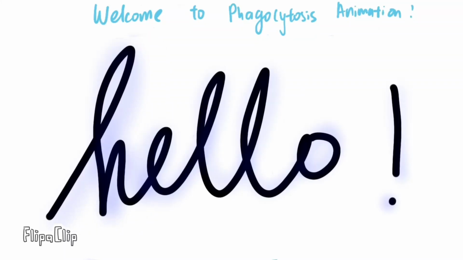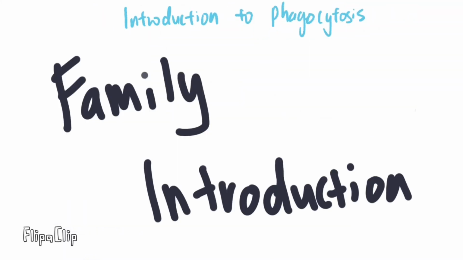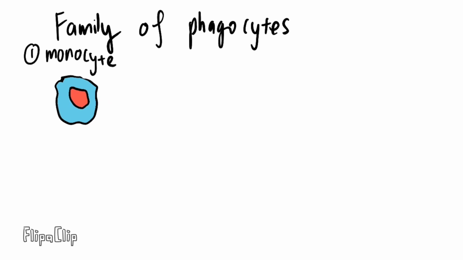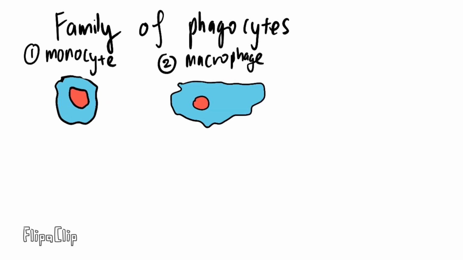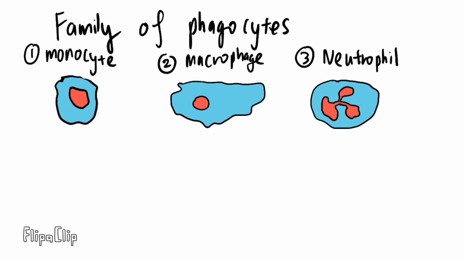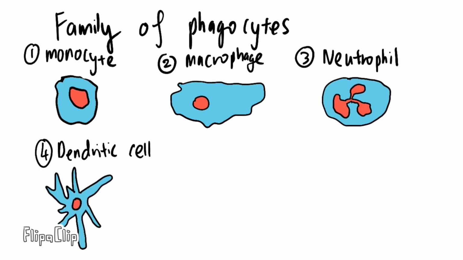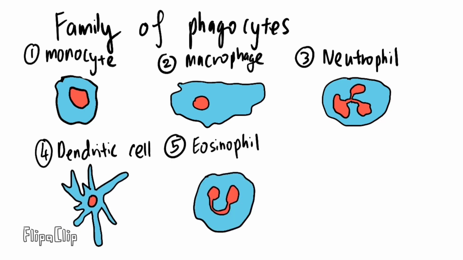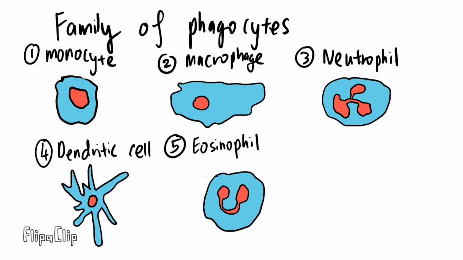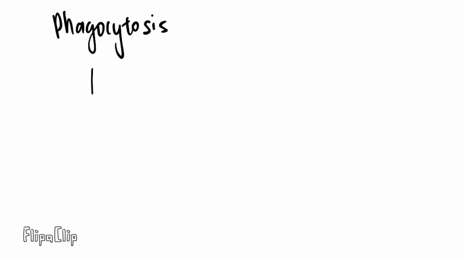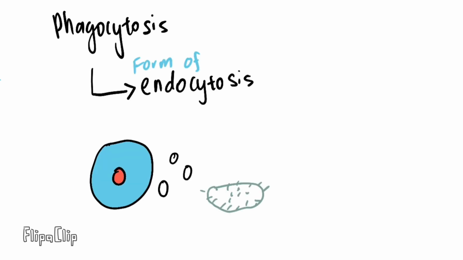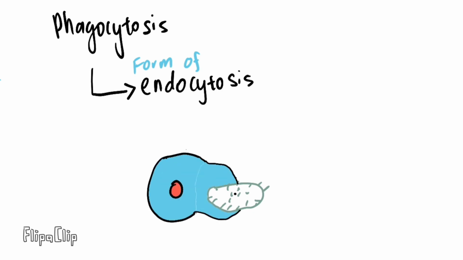Hello, this is the family of the phagocytes. Hi, I am the monocyte. Hi, I am the macrophage. Hi, I am the neutrophils. Hi, I am the dendritic cells. Hi, I am eosinophils. Phagocytosis is a specific form of endocytosis where the cell internalizes solid matter including microbial pathogens.